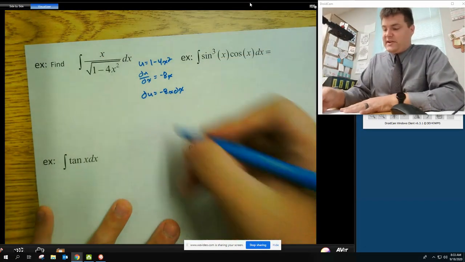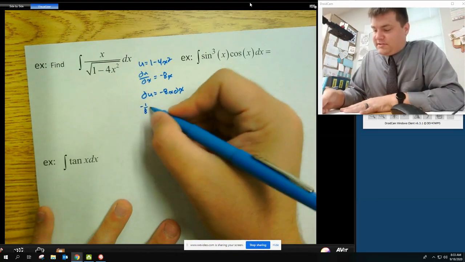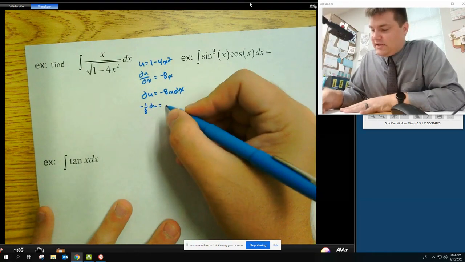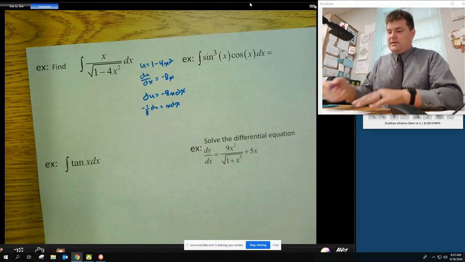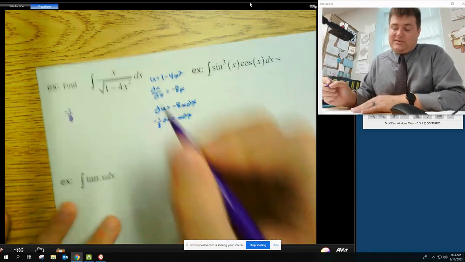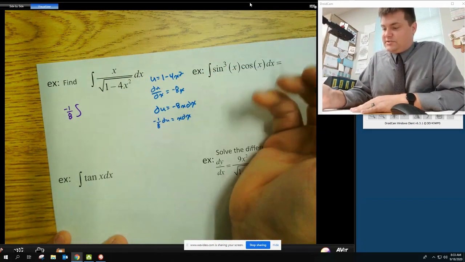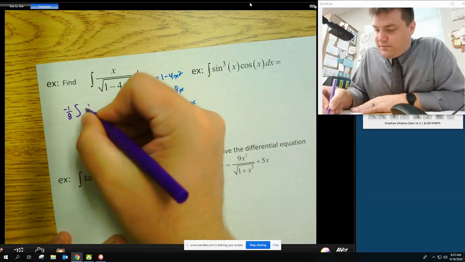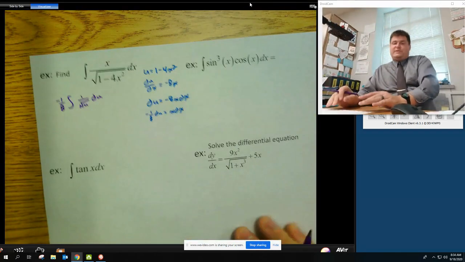So I'm on the right track here. I'm going to multiply by 1/8 on the other side to get x dx. So now my x dx goes away. It becomes negative 1/8. You don't mind that negative 1/8 on the outside. And then that dx turns into a du. So I'm going to get 1 over root u du. So there's my substitution.